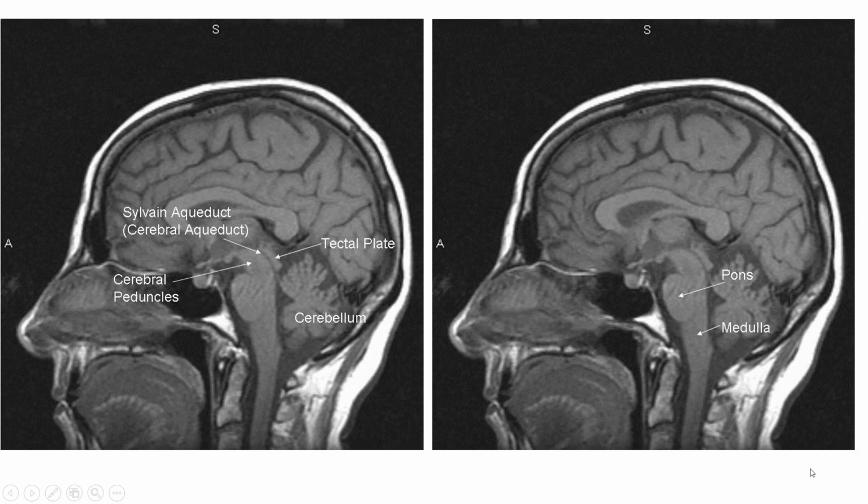So taking a look at our sagittal midline MRI images, on the left here we have the cerebral peduncles. Remember, the cerebral peduncles are the connections from the brainstem or the pons up to the cerebrum. Make sure you're careful on your spelling on the quizzes and tests for cerebral versus cerebellar. And then the Sylvian aqueduct, or the aqueduct of Sylvius, is posterior to the cerebral peduncles, and then the tectal plate is posterior to the Sylvian aqueduct.